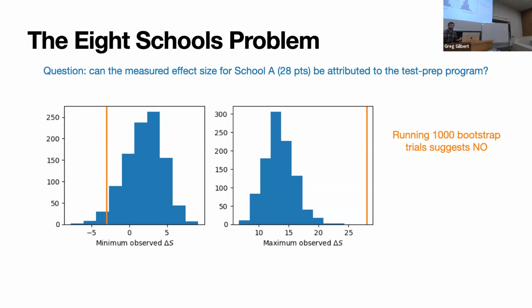So if you just draw random samples from those vectors based on the uncertainties, and you plot the minimum and the maximum observed delta S, you can see that over 1,000 trials, we never achieve a score improvement of 28. And that suggests that whatever is going on with that school A, probably it wouldn't be appropriate to attribute the score improvement to what this test program is doing. There's some sort of confounding variable or something else going on.